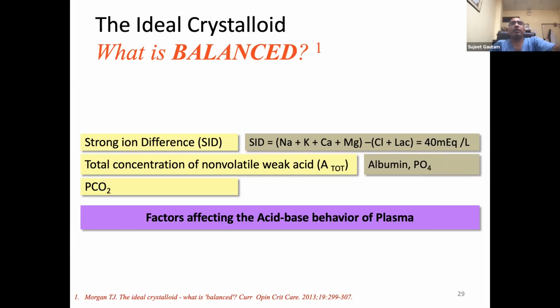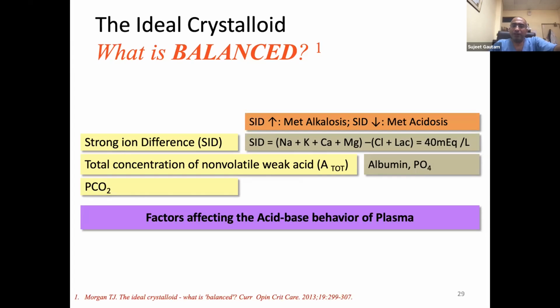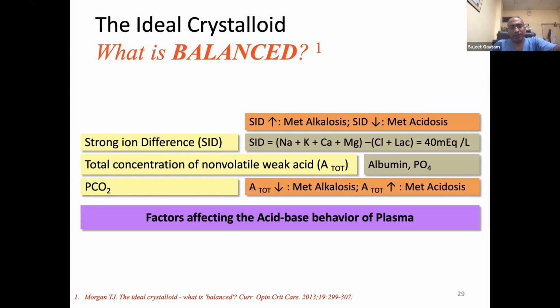So what happens with changes in SID? Because whenever we are going to give any fluid, definitely the body's SID is going to change because of the electrolytes which we are going to infuse. So how does it affect the pH of the body? Whenever SID increases, there occurs metabolic alkalosis, and whenever SID decreases, there occurs metabolic acidosis. And vice versa with acids: whenever acids decrease, there occurs metabolic alkalosis, and with an increase in acid, metabolic acidosis. So how are these changes going to affect the body's pH whenever we infuse any fluid?